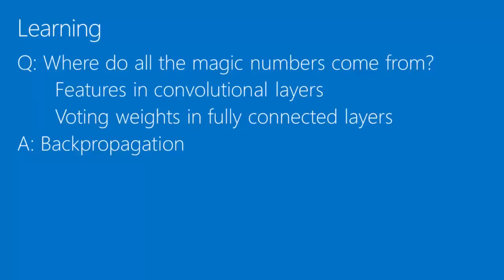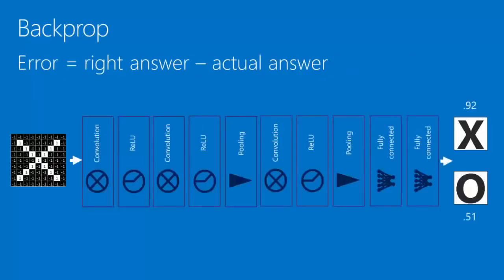In all these cases, the answer is the same. There is a trick called backpropagation. All of these are learned. You don't have to know them. You don't have to guess them. The deep neural network does this on its own. So the underlying principle behind backpropagation is that the error in the final answer is used to determine how much the network adjusts and changes.